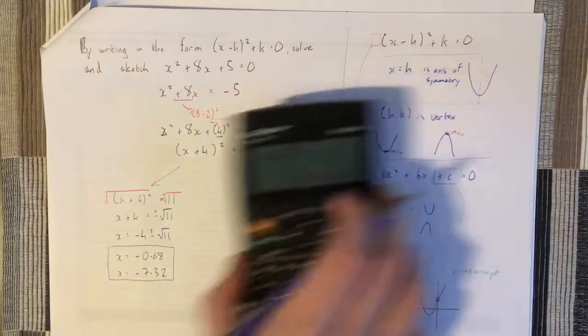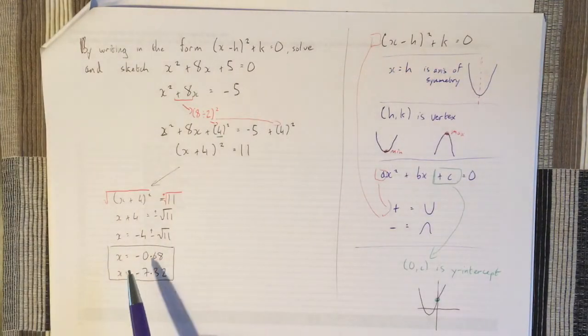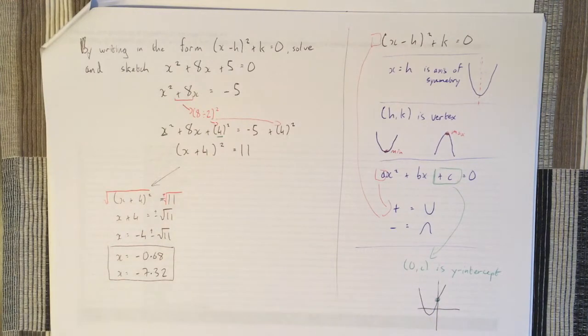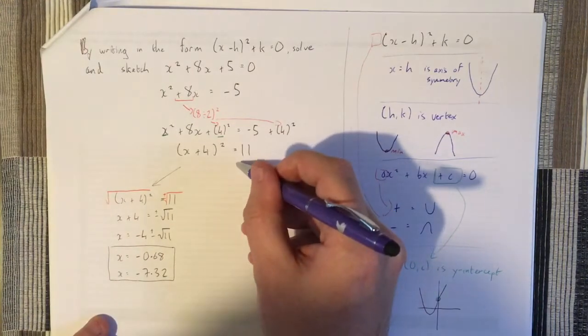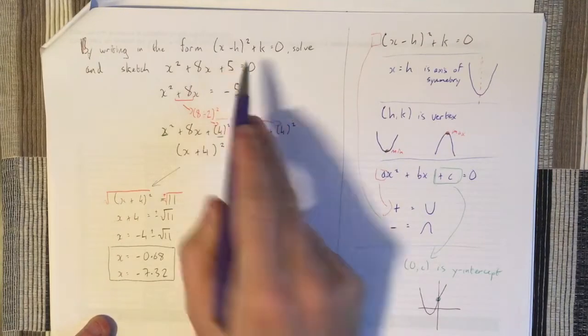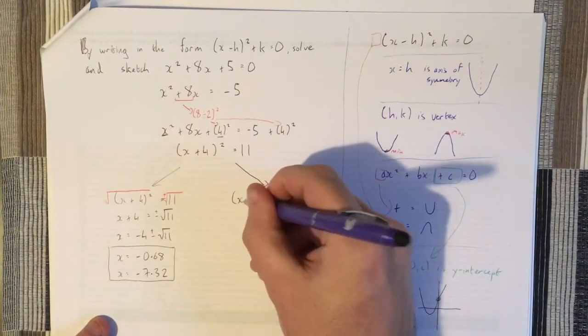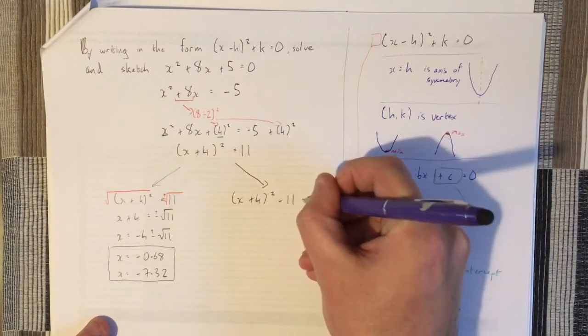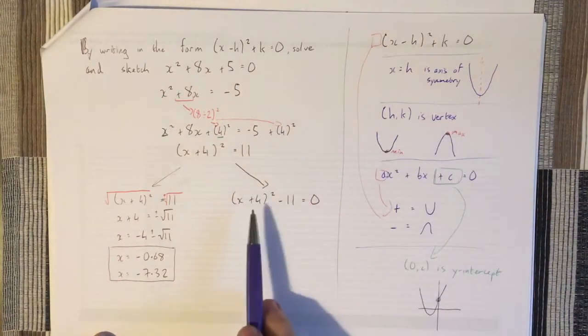So there's my two solutions or roots of the equation. That's where it crosses the x-axis. Okay, so just looking at this over here, I'm finding these 2 points here. To use the completed square, then, to get a little bit of extra information, I generally move the 11 over. That's kind of what completed square form looks like. So x plus 4 squared minus 11 equals 0.